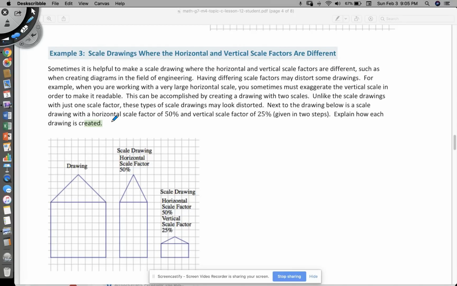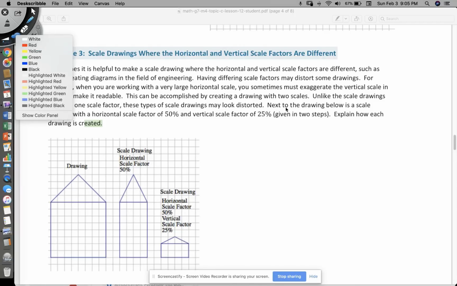So the next drawing below is a scale factor drawing where the horizontal scale factor is 50% and the vertical is 25%. So the ones that we've been doing, we had a reduction of 50, let's say, or a reduction of 75, and I reduced the whole image by that amount. Now we're only going to reduce the horizontal by 50 and the vertical by 25. So we are going to get some interesting looking images here. Okay, so let's try this out.